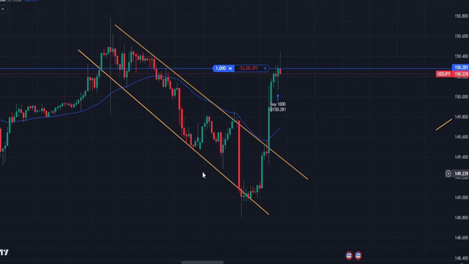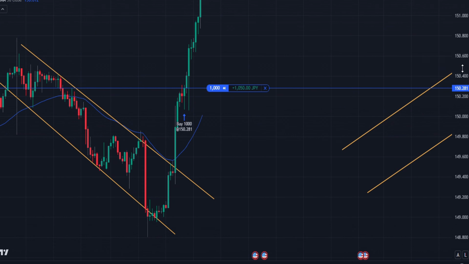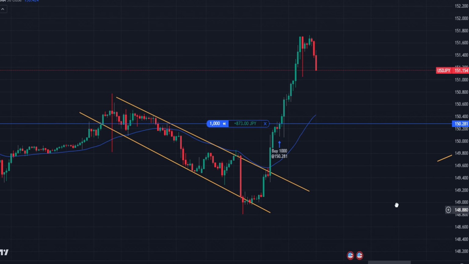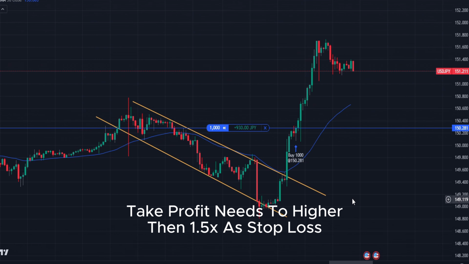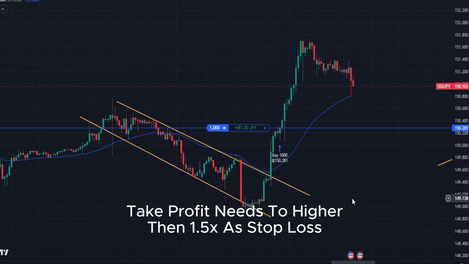Indicating a bullish trend continuation. Place a stop-loss order below the breakout level to manage risk. Set profit targets based on your risk-reward ratio, or use a trailing stop to capture potential further gains.